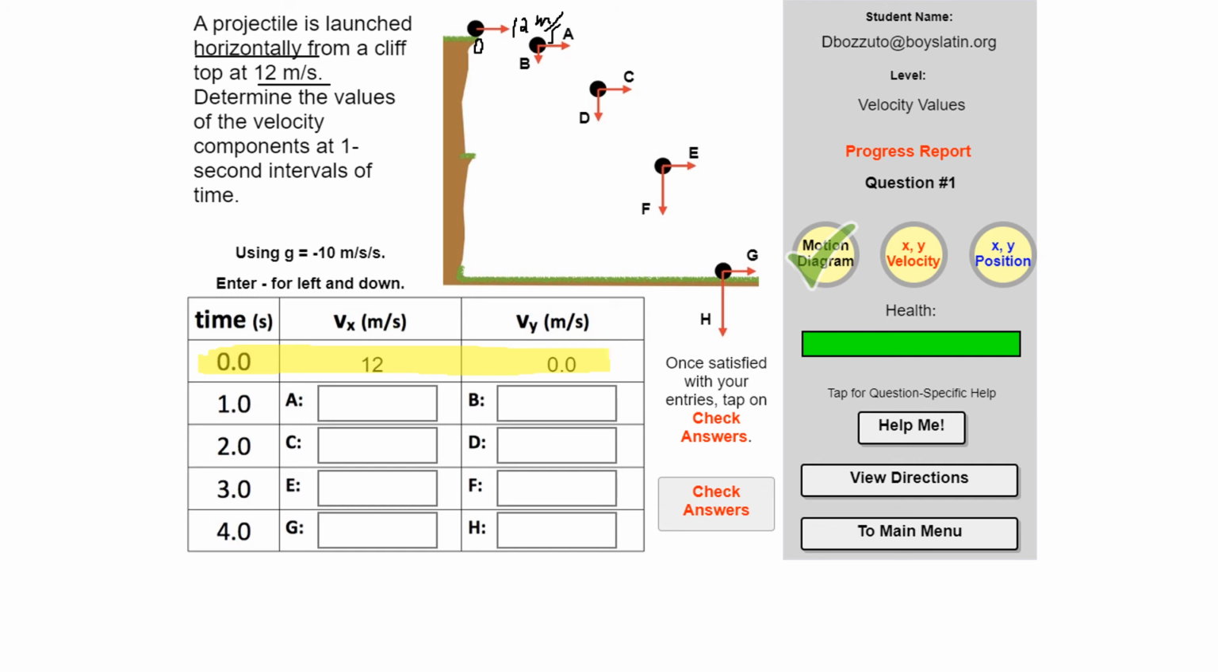So, okay, it wants me to fill in the Vx and Vy every second in the air. I know the Vx never changes, so this is going to be 12s down the whole way. And I said in the charts, you had better include your negative signs because Vy, it says for g, it even says it right here, use -10. -10 at B. See? -10.